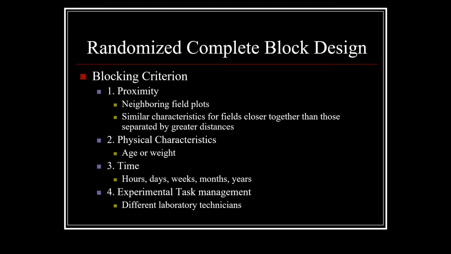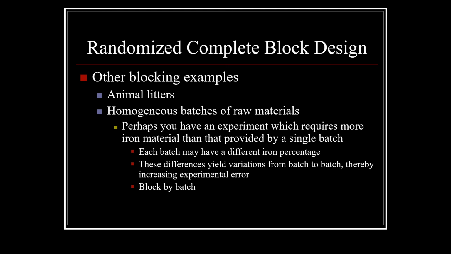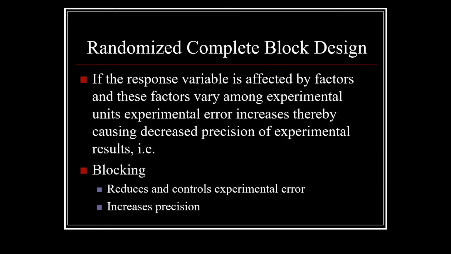Time characteristics such as hours, days, weeks, months, or years. Experimental task management such as differing laboratory technicians. Other blocking examples can include animal litters or homogeneous batches of raw materials. So perhaps you have an experiment requiring iron material, but you need more than what you can obtain in a single batch. Well, each batch may have a different iron percentage, and so these differences yield variations from batch to batch, thereby increasing experimental error. So we would block by batch.